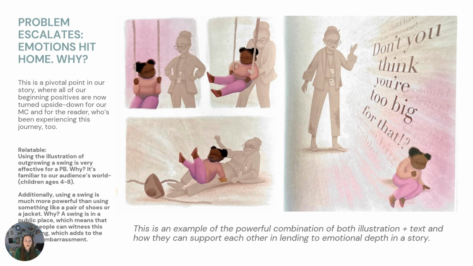Using the illustration of outgrowing a swing is a powerful thing for a picture book. It's directly familiar to our audience's world. Additionally, using a swing is a much more powerful choice than using something like a pair of shoes or a jacket. So the question, why? A swing is something that you're going to find in a public place, which means that others can witness this happening as well, which adds to the sting of embarrassment.